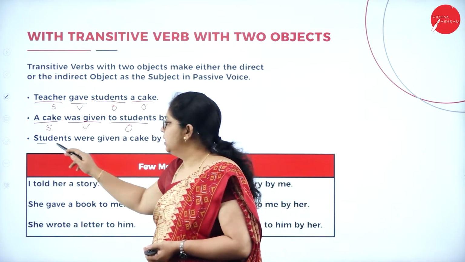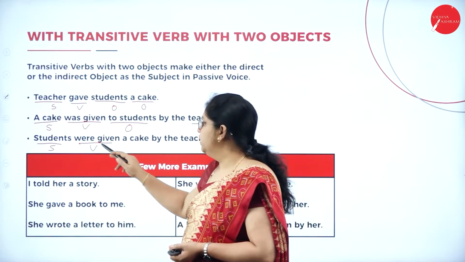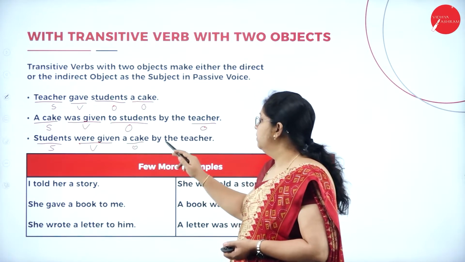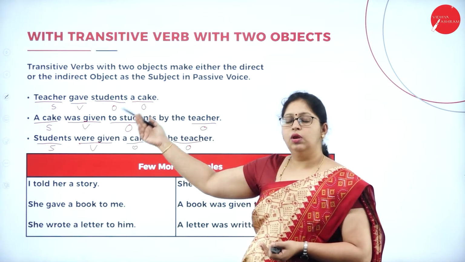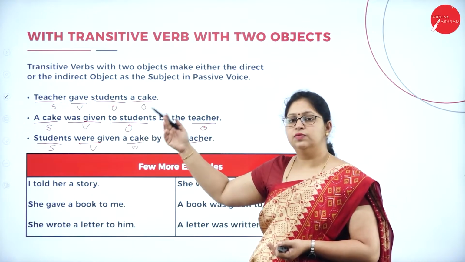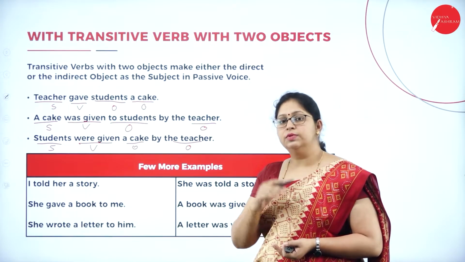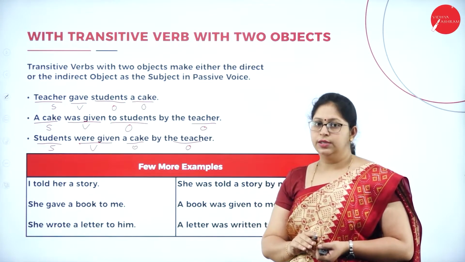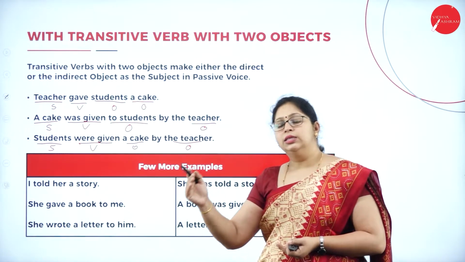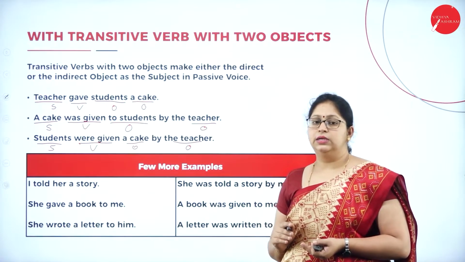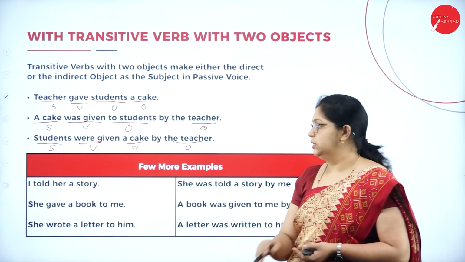Here, students has come first. This has become the subject. Were given is the verb and a cake is the object. By the teacher is the object. Okay. So, the only rule for active and passive voice which you have to remember always is subject verb object becomes object verb subject. Okay. The object of the active sentence will become the subject of the passive sentence. The subject of the active sentence will become the object of the passive sentence.